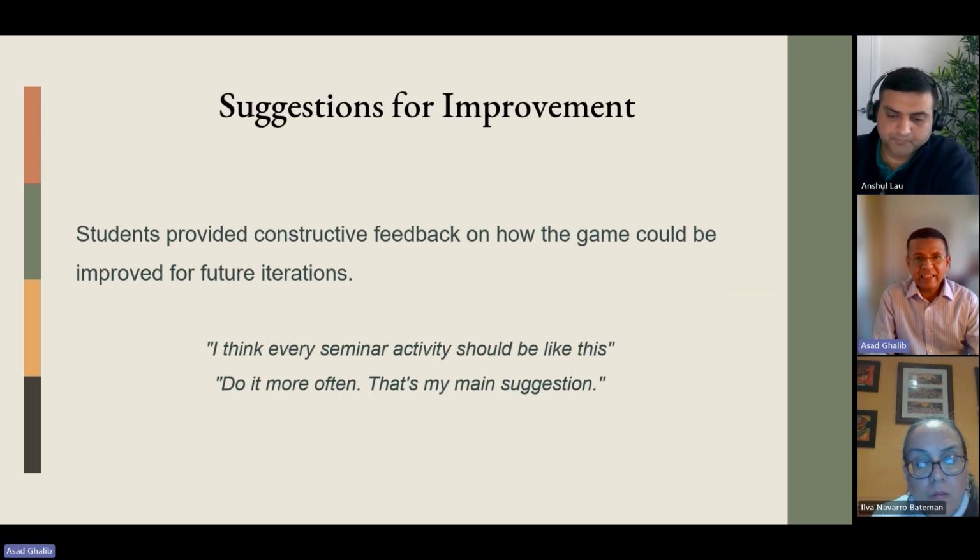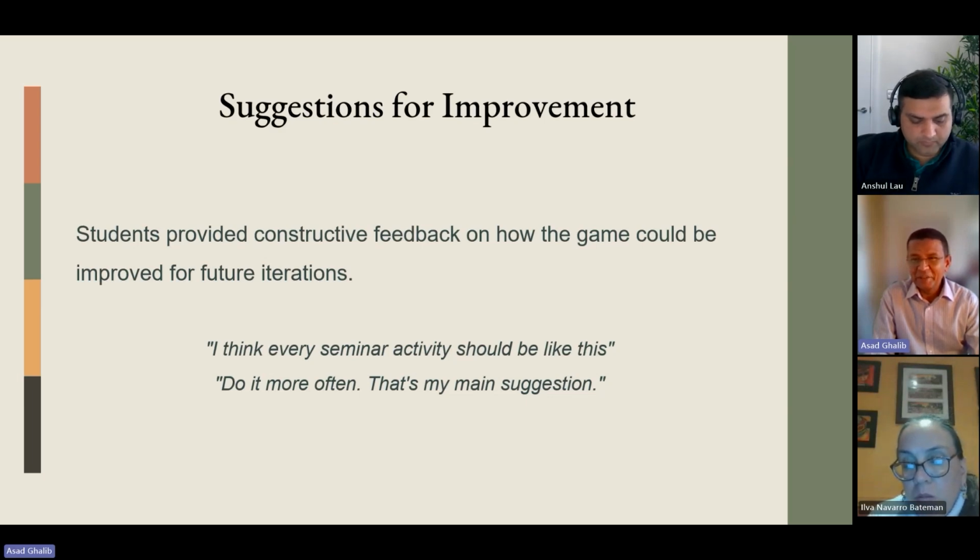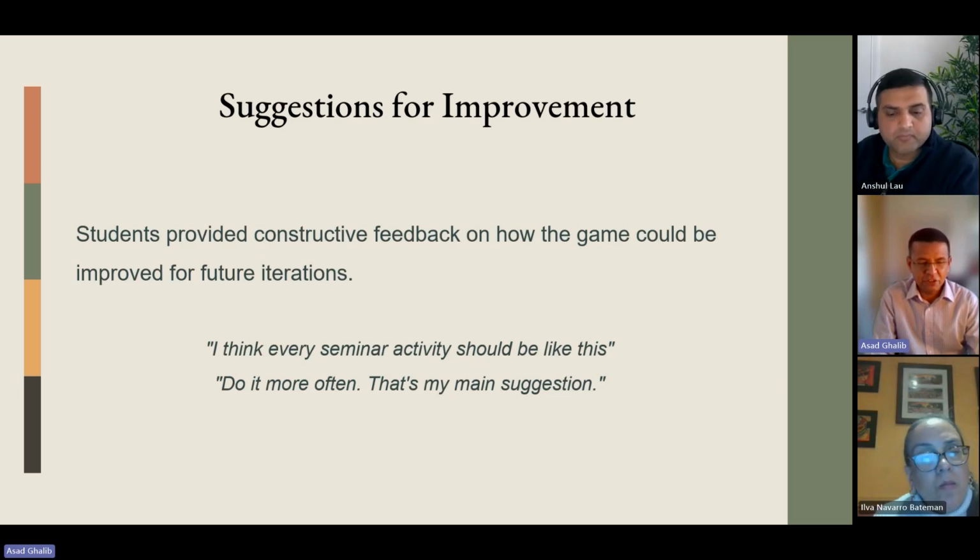We asked them for any kind of improvement going forward, what kind of improvements we could make to the game: time, structure, resources, anything. They all seem to say that it's very good and that we should do it more often. Some of them said that every seminar activity should be like this. Now, this is not possible. And of course, they did realize this. They said that it can't be possible that every seminar can be like this, but as many as possible. So overall, they actually liked it a lot because of the interactive nature and something that they could really relate to.